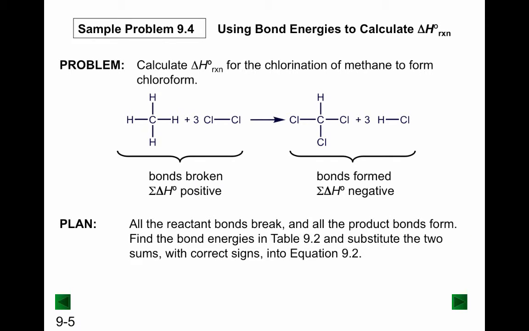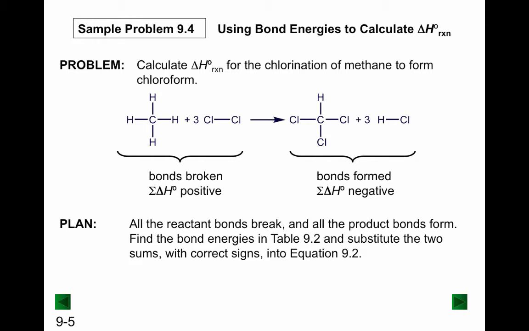This sample problem wants us to calculate delta H of reaction for the formation of chloroform from methane and chlorine gas. To solve this problem, we need to use the bond energies and the equation that we have discussed earlier that are found in your book and on previous slides. So what is our plan to solve this problem and others like it?